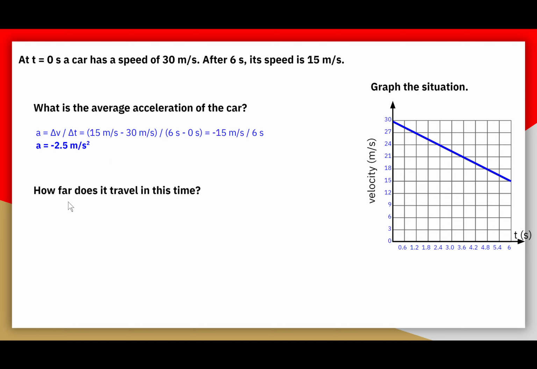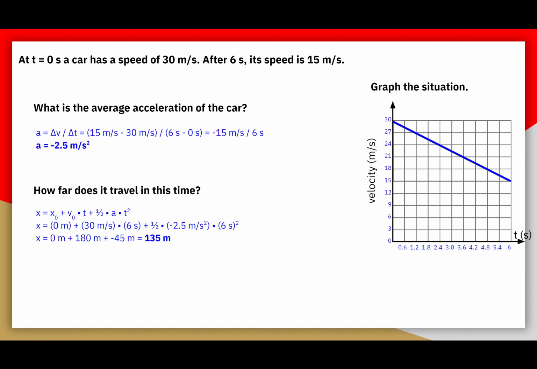So then I can use one of my kinematic equations to figure out how far does it travel in this time. So I'm going to be using that equation we figured out by looking actually at the area under the curve on a VT graph and then algebraically rearranging it. It's the position is equal to our starting position plus our starting velocity times time plus 1/2 times the acceleration times time squared. Now I'm making an assumption that it starts off at a position of 0 meters plus the starting velocity of 30 meters per second times the time traveled, 6 seconds, plus 1/2 times the acceleration we calculated, negative 2.5 meters per square second, times the time, 6 seconds, squared.